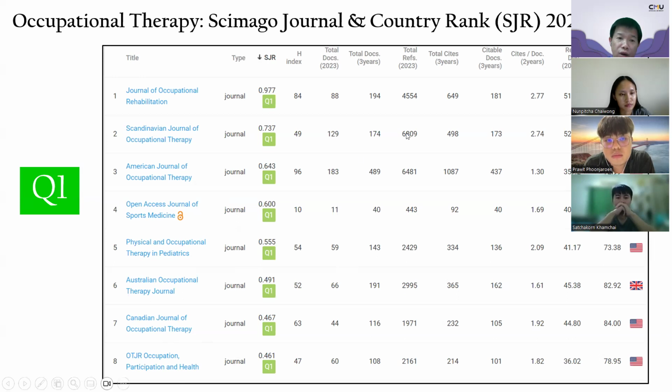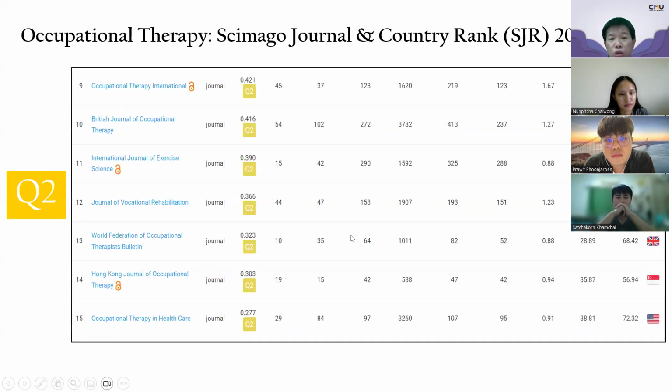Okay, this is quartile 1. This is quartile 2, Occupational Therapy International. This is one I don't recommend you publish in now. OTI in the previous time was good. Now it's located with the Hindawi publisher. Hindawi publisher is now blacklisted as a predatory journal already. MDPI and Frontiers sometimes too.